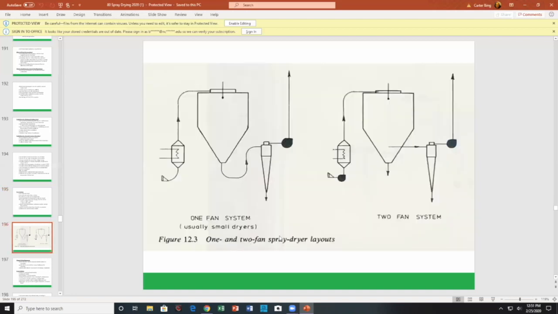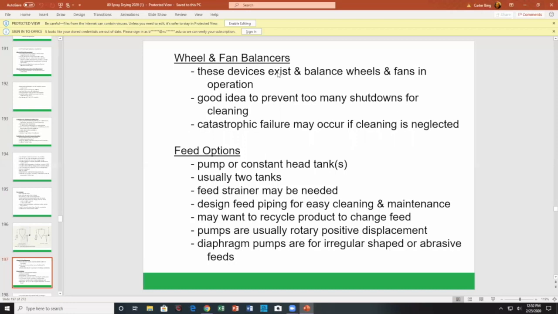So what we're talking about, push-pull arrangement: you're pushing it in and you're pulling it out. Notice here it's after the cyclone, not before the cyclone, right? Because there's substantial solids leaving here. Only a one-fan system, usually for small dryers, on the exit, right? These devices, wheel balancers, fan balancers, these devices exist and keep everything in good operation. Good idea to prevent too many shutdowns.